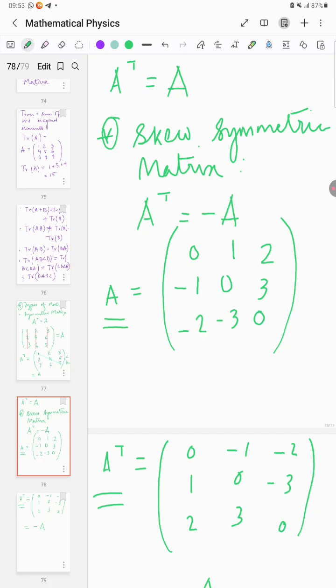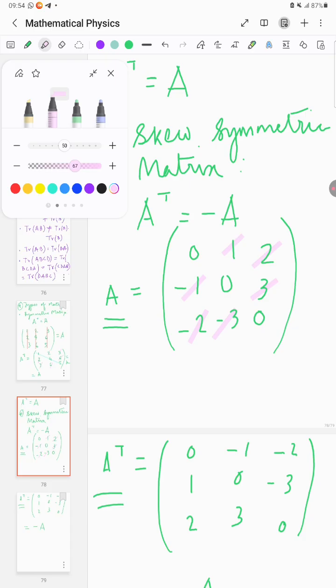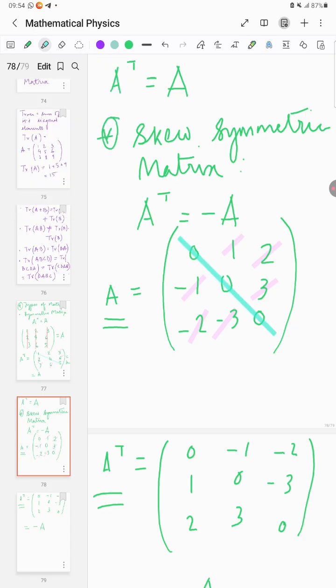So what we can make out is that for a skew symmetric matrix, it is important that the diagonal elements become 0 and all the elements on both sides of the diagonal are symmetric, but one being the negative of the other. So if this is 1, this has to be minus 1. If this is 2, this has to be minus 2. If this is 3, this has to be minus 3. Alright, and the diagonal elements being 0, 0, 0. Alright, so this is what I meant to say.